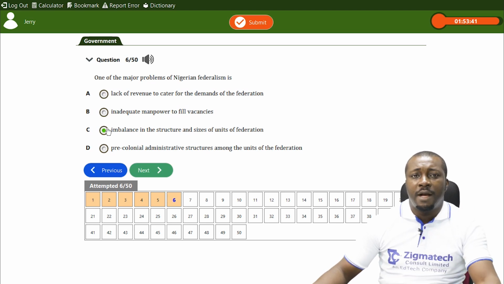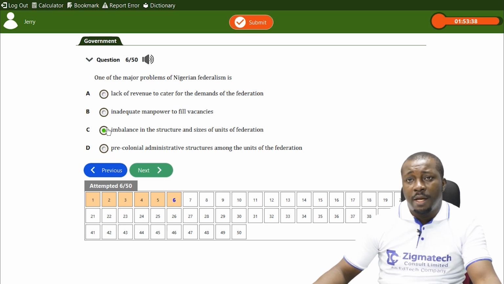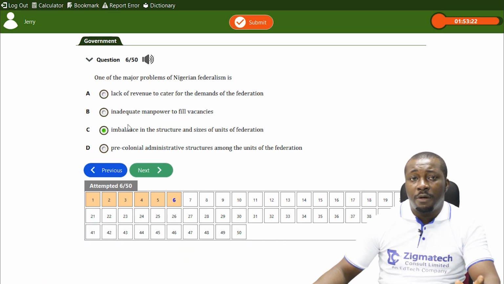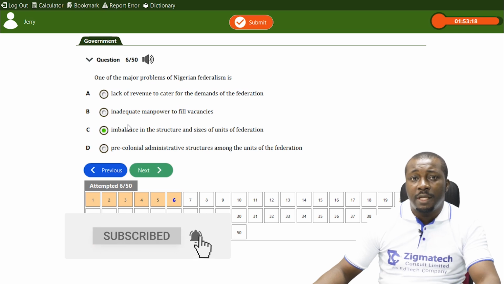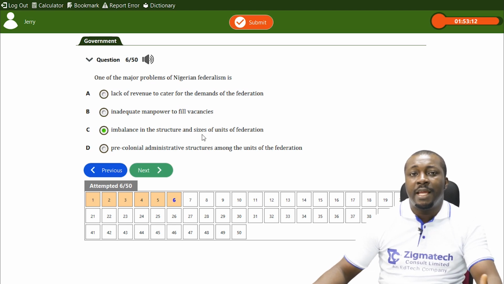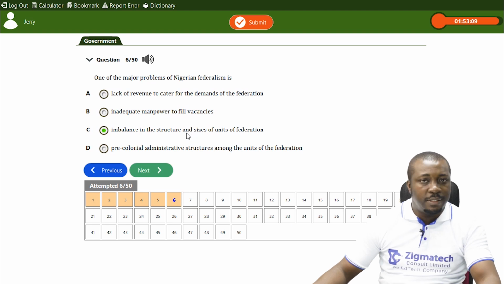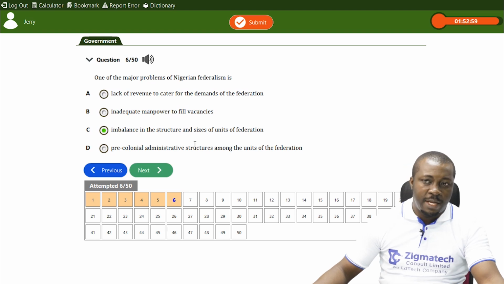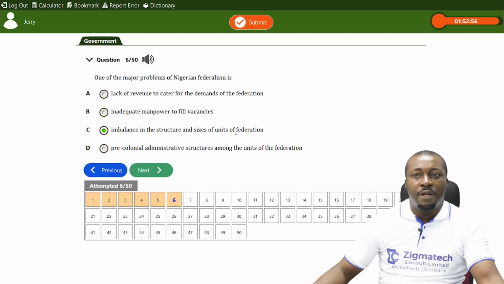Now, Nigeria has 6 geopolitical zones. In the 6 geopolitical zones, you find out that if you come to the South, South-South has 6 states, Southwest has 6 states, Southeast has only 5 states. If you come to the North, North Central has 6 states, Northeast has 6 states, and Northwest has 7 states. Based on this, you can see that there is imbalance here. The Southeast is having just 5 states, while others have 6 states, and the Northwest has 7 states. So there is this complaint of imbalance in the structure and the sizing of the units of the federation.